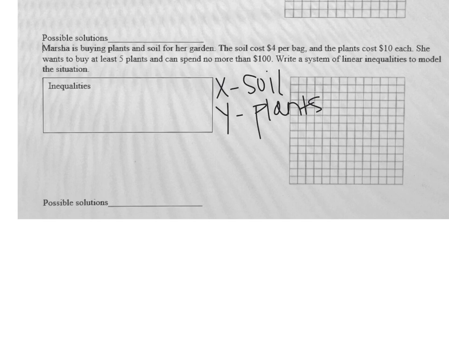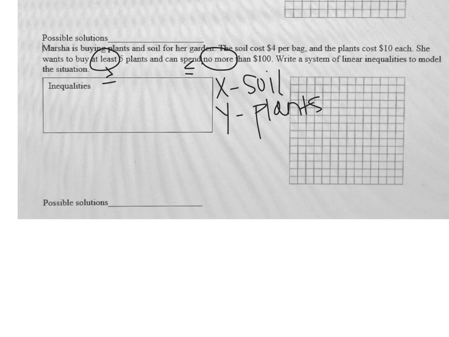She wants to buy at least 5 plants. Okay, so we have this at least. So remember, at least means greater than or equal to, so more or equal to 5 plants, and can spend no more, that means less than or equal to 100. That means she can spend 100 at the most, okay?